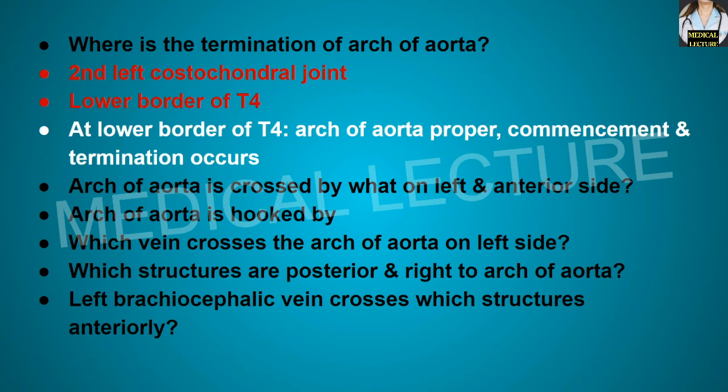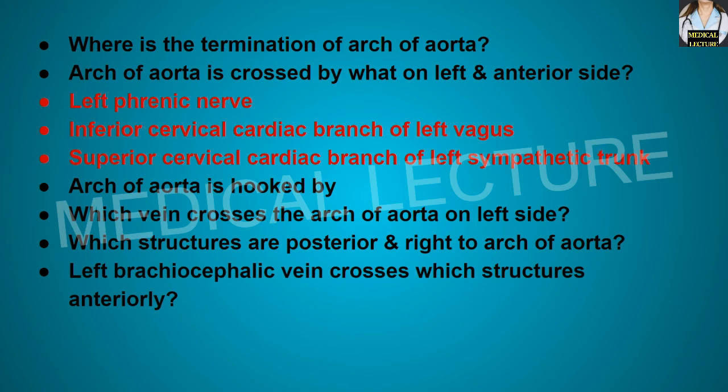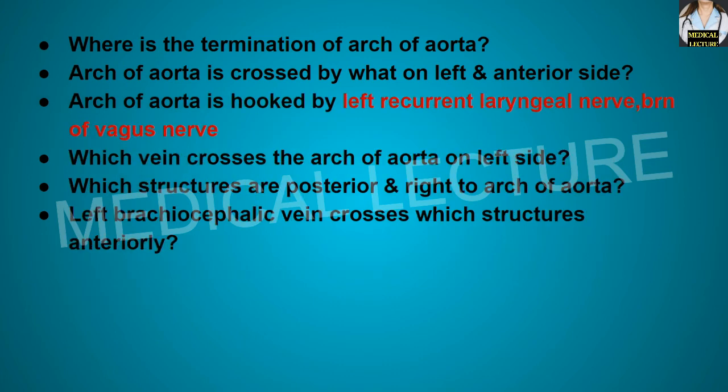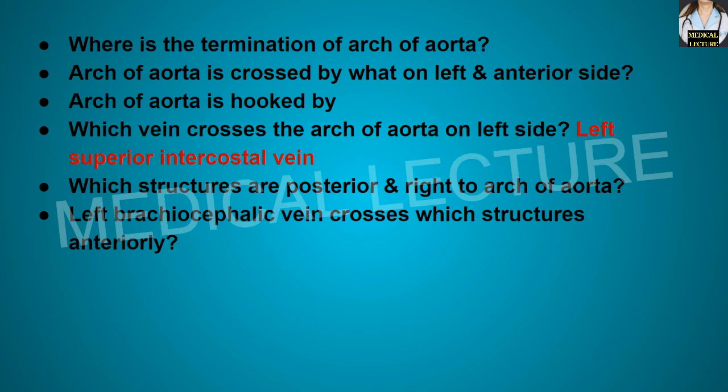Arch of aorta is crossed by what on the left and the anterior side? So arch of aorta is crossed by left phrenic nerve, inferior cervical cardiac branch of the left vagus nerve, and the superior cervical cardiac branch of the left sympathetic trunk on the left and anterior side. Arch of aorta is hooked by left recurrent laryngeal nerve, branch of vagus nerve. Which vein crosses the arch of aorta on the left side? So it is the left superior intercostal vein.